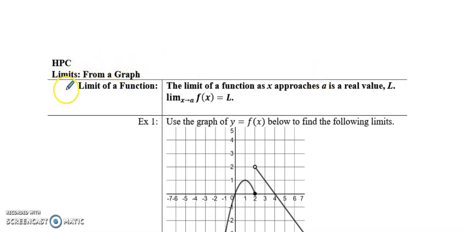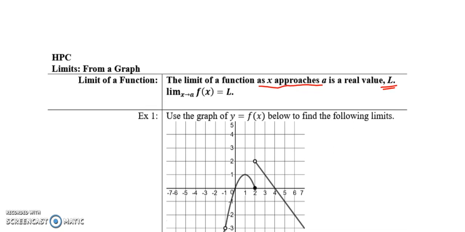So we're going to first start talking about limits for the first time. What is a limit? As you can see in the definition, a limit is: as x approaches a set value, what does the function approach? That's what we mean by this.